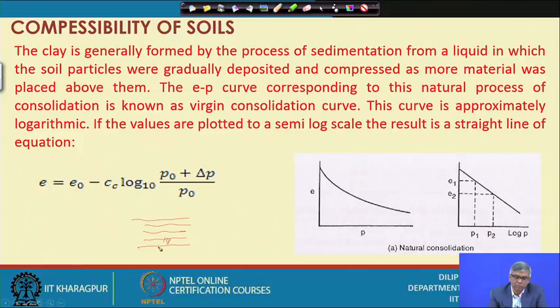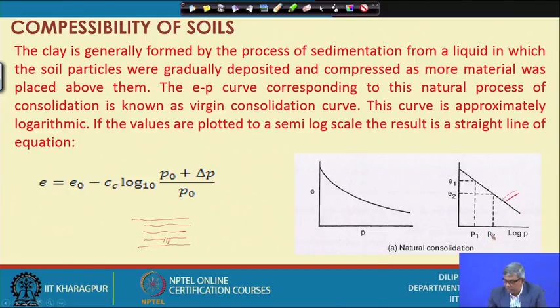If you plot e versus pressure corresponding to that, whatever you get is called the virgin compression curve, and this curve is approximately logarithmic. That means the values are plotted to a semi-log scale. E versus p gives this, but if I plot e versus log p, then we get a straight line like this, and this is P1, P2, which means log P1, log P2.